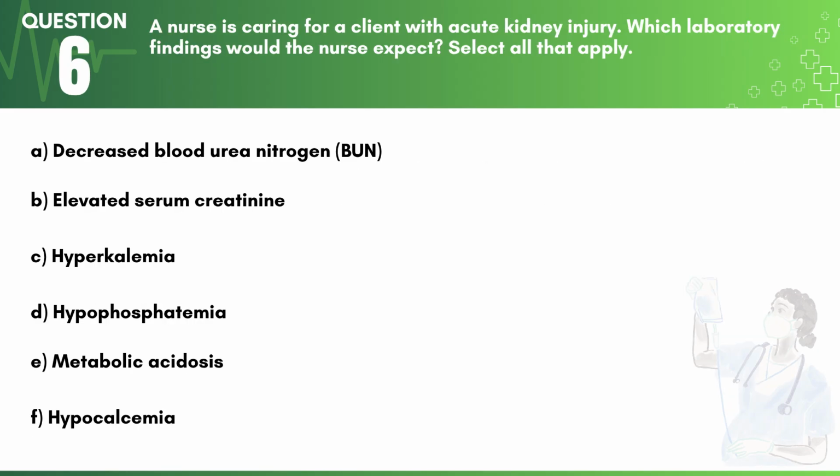Question 6. A nurse is caring for a client with acute kidney injury. Which laboratory findings would the nurse expect? Select all that apply. A. Decreased blood urea nitrogen, BUN. B. Elevated serum creatinine.